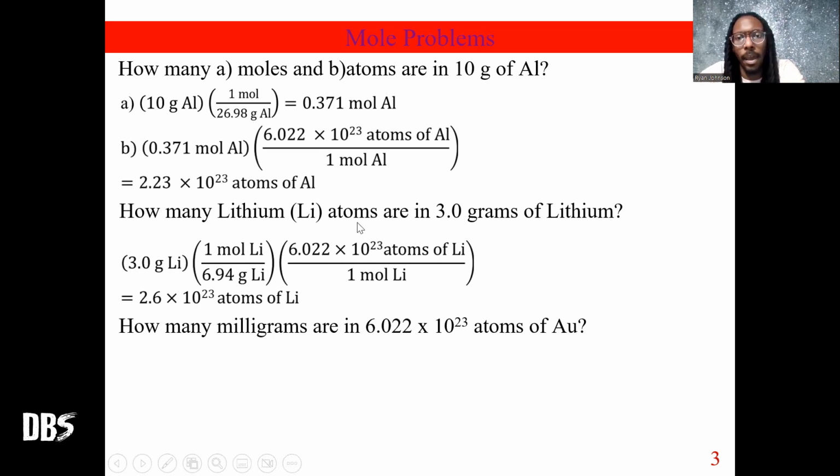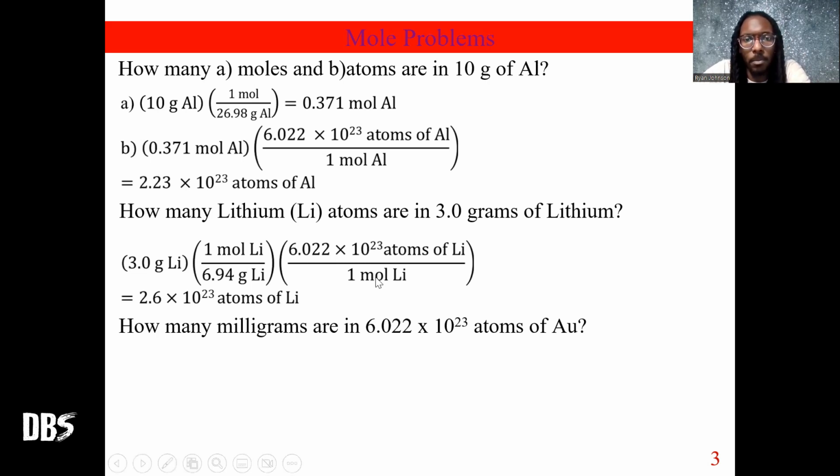However, it's asking me to go to atoms. How are we going to get to atoms? Well, if I'm going to atoms, I'm going to use Avogadro's number. So Avogadro's number, once again, is 6.022 times 10 to the 23. And we understand in this case, in our conversion factor, 1 mole equals Avogadro's number.